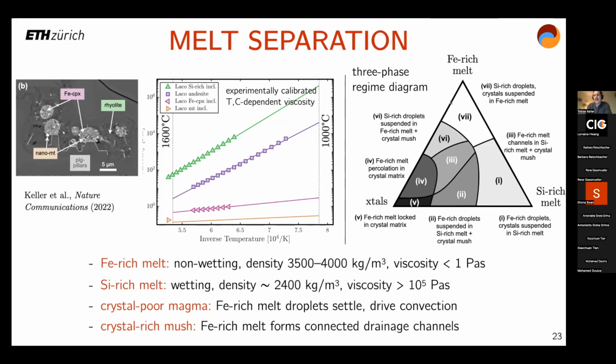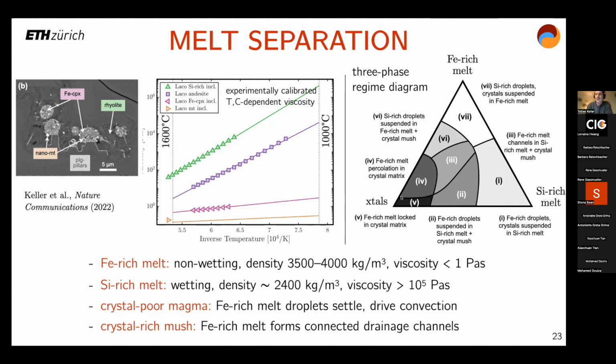So thinking about the mechanical regimes of melt separation, we can plot this up in a ternary between the silica-rich melt, the iron-rich melt, and the crystals. In moving inside the ternary, we'll be changing the phase proportions. And we can hypothesize that there are mechanical regimes where, if it is dominated by a silica-rich melt and there are very few crystals and iron-rich melt droplets, then that's basically a suspension flow, where the sinking of the droplets is resisted by the viscosity of the silica-rich melt that surrounds them.